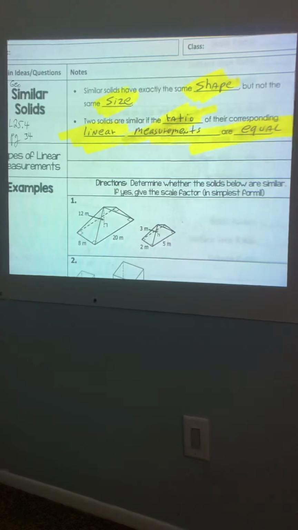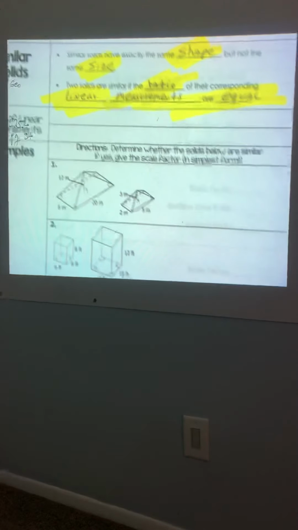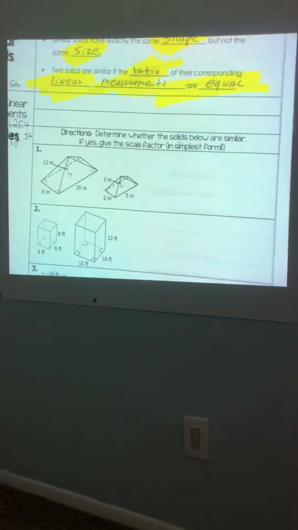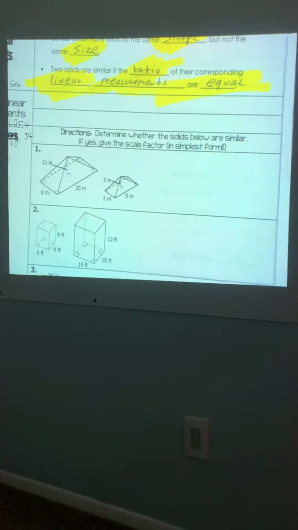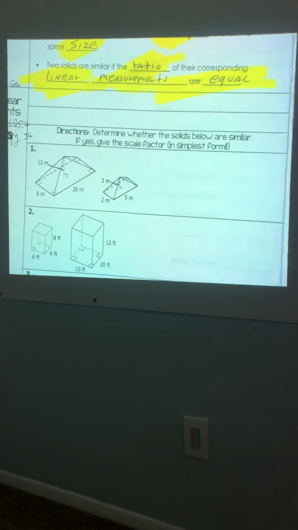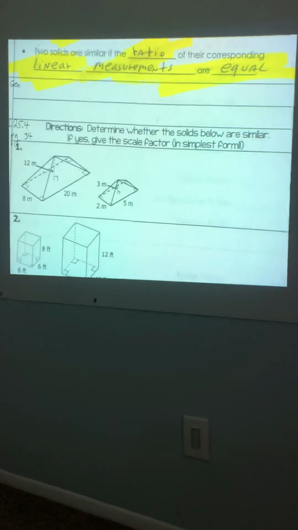This is very, very simple. This is lesson 25.4. I know I made 25 geometry videos. How exciting is that? And we're just going to see, are solids similar? Okay, directions. Determine whether the solids below are similar. If yes, give the scale factor. All you're going to do is line up their corresponding parts.